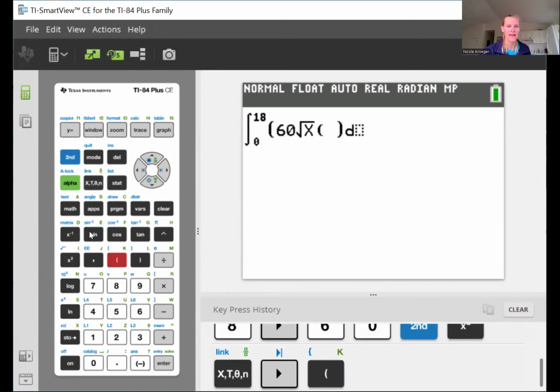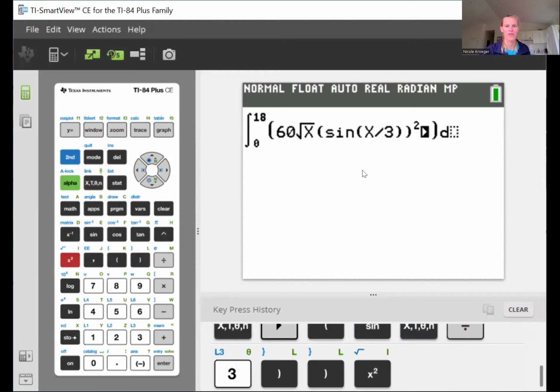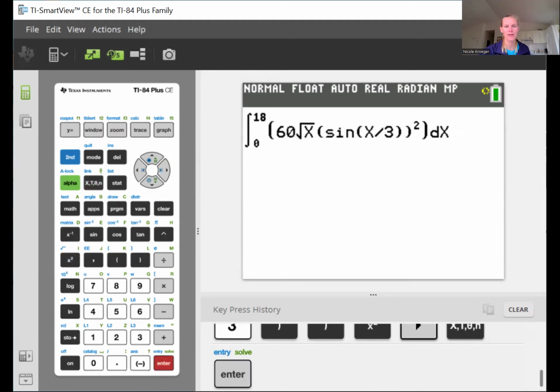And so then to put in the sine squared, I'm going to put in sine of x over 3, and then I'm going to square that whole thing. So I put that double set of parentheses to show that I'm squaring this whole expression. And then I put the x here to tell it that x is the variable I used. And if I press enter, this will give us our answer.